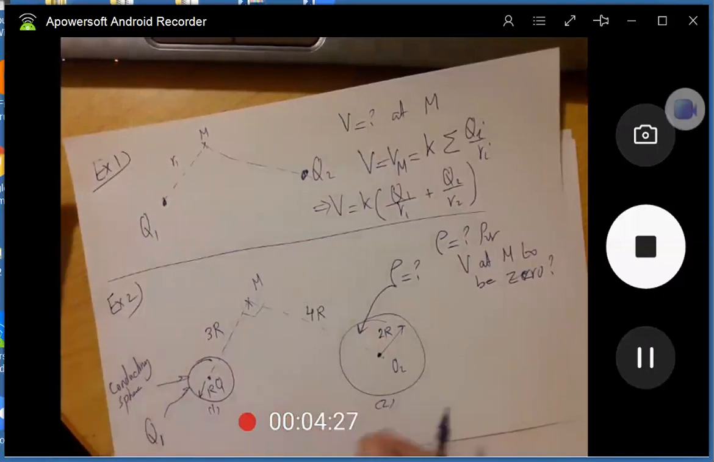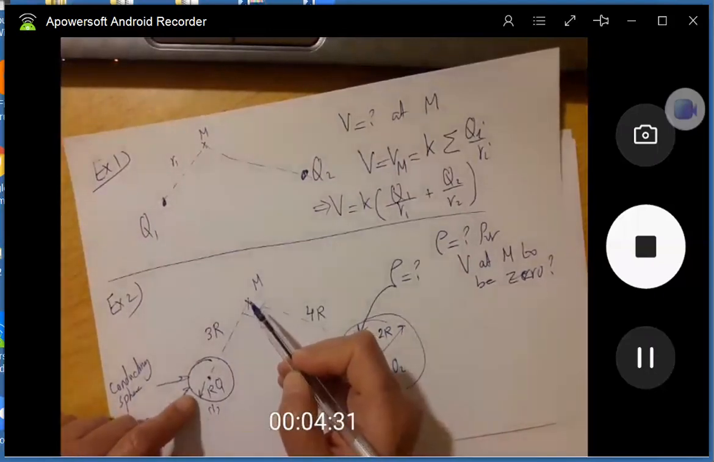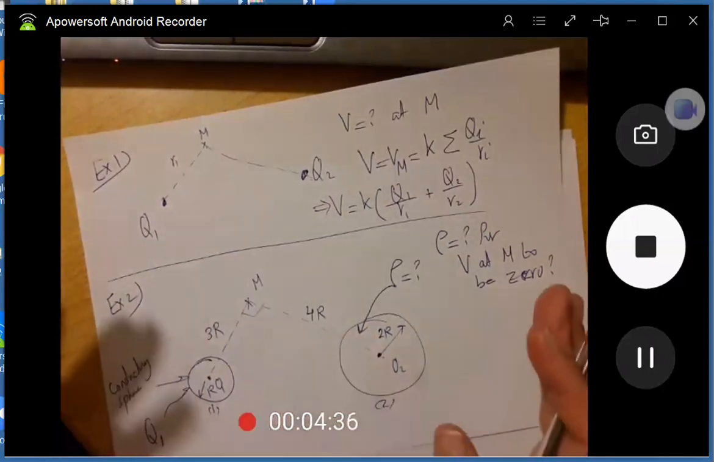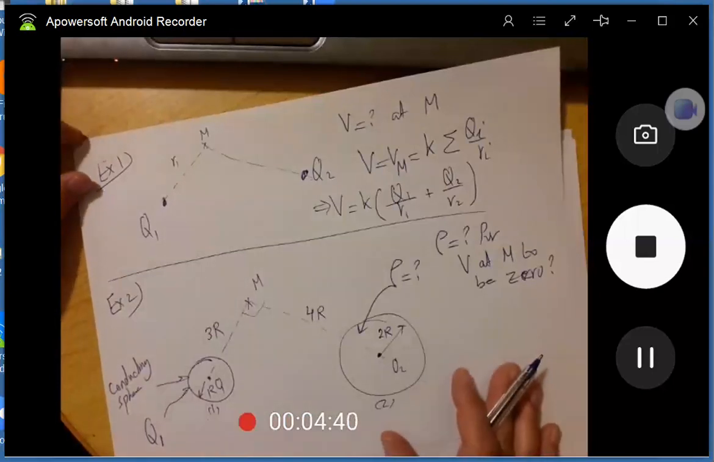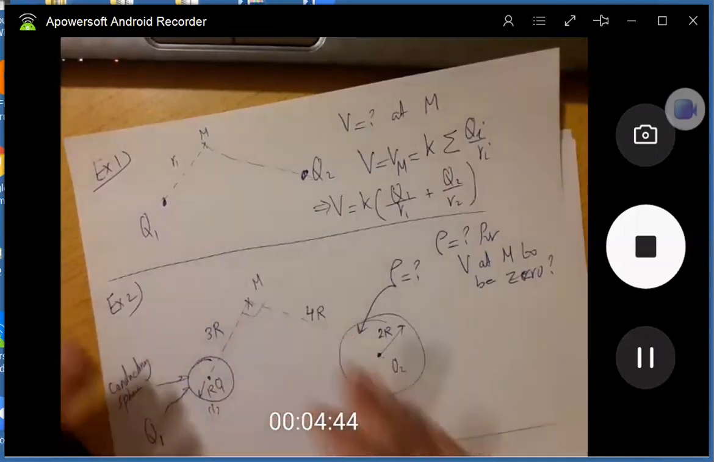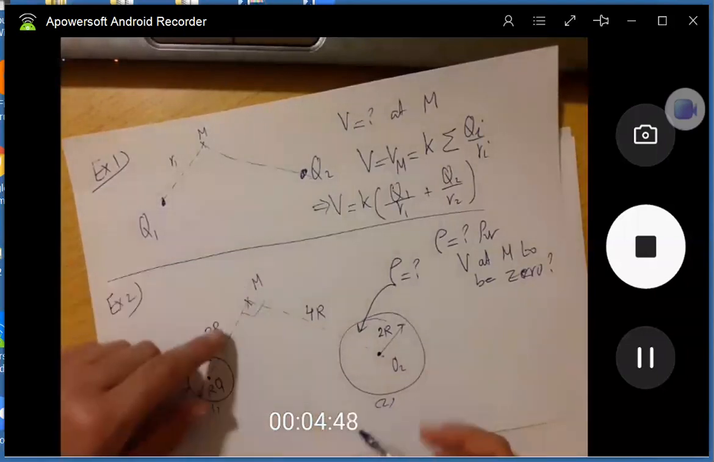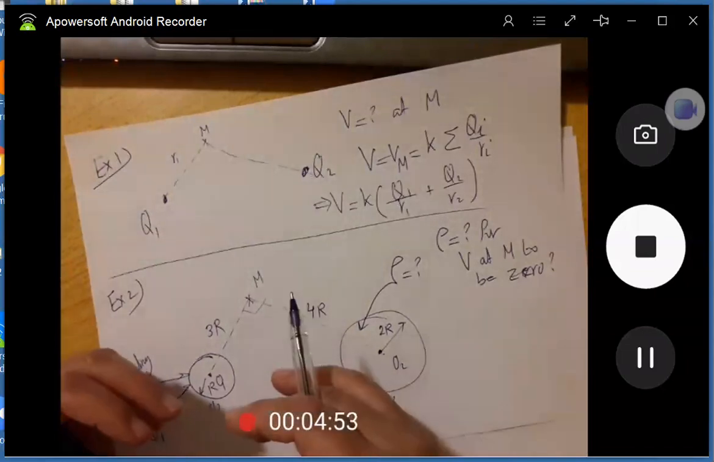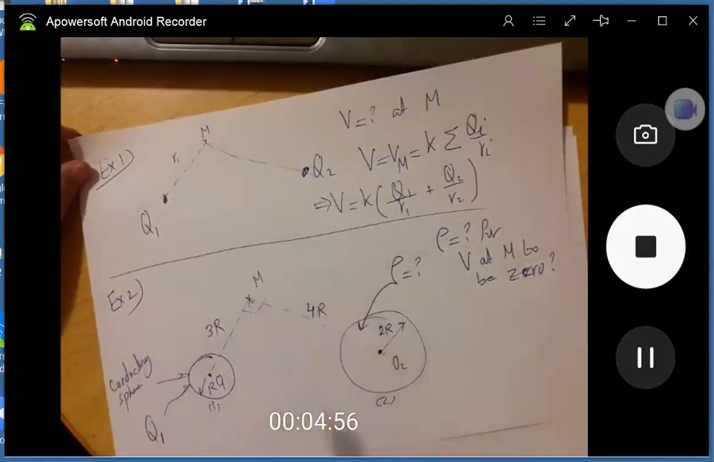V at M equals V due to 1 plus V due to 2. Due to 1 and due to 2, both of them are spherical symmetry problems, meaning at infinity, which is the reference, V equals 0. So I can find the potential at M due to this one as if the other does not exist, or due to the other as if this one does not exist. I add them together to determine the total potential at point M.